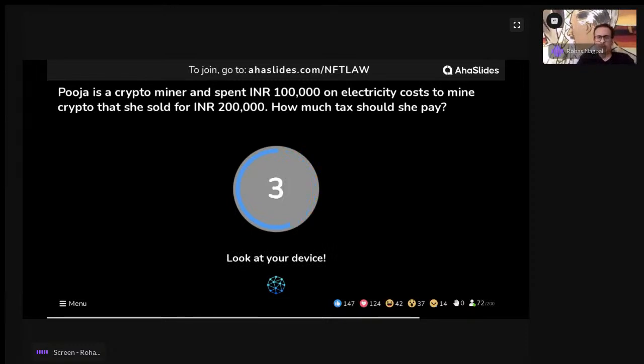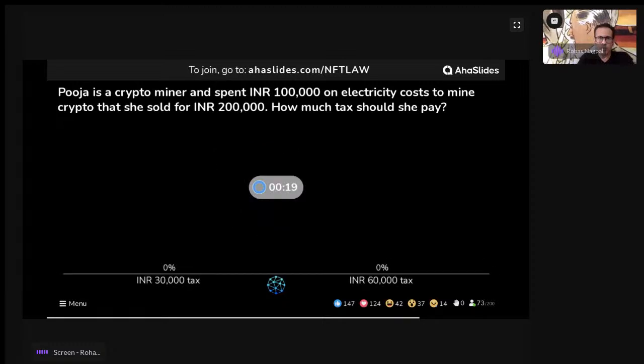Again, Pooja is a crypto miner and has spent 100,000 on electricity costs to mine a crypto which she has sold for 200,000. Again, how much tax would she pay? So would the tax be on 2 lakhs or on 1 lakh? Come on, it's very simple. Based on the previous question, you should be able to get this one. So would she pay on 2 lakhs or on 1 lakh? I hope all of you get that right.